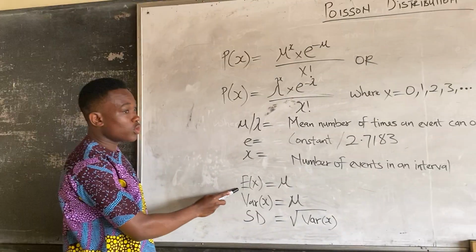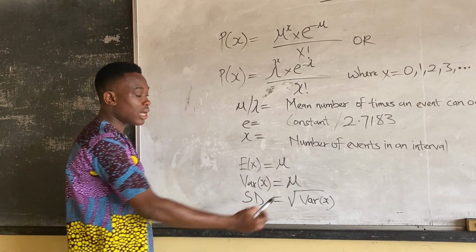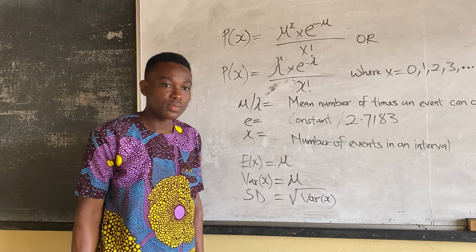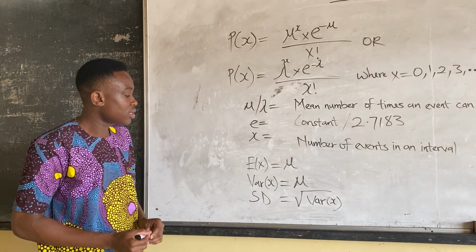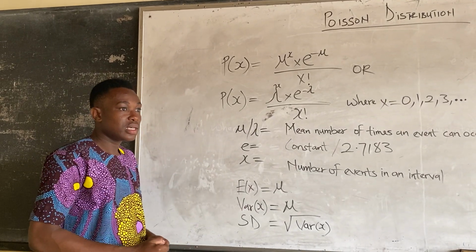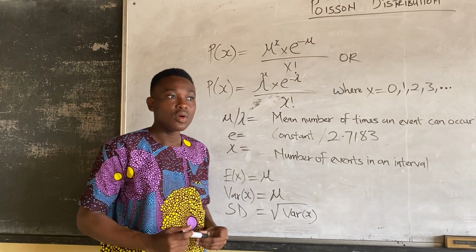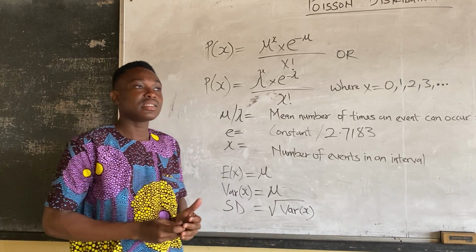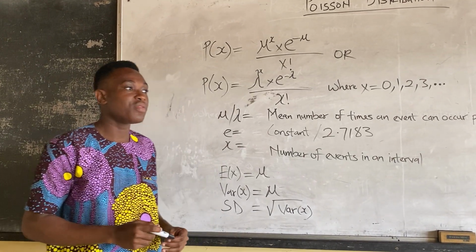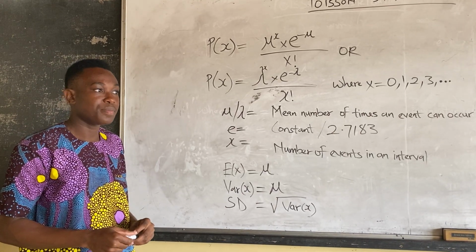So we have our expected value, which is the same as our mean, our variance, which also equals our mean, and then the standard deviation, which equals the square root of the variance. So for any Poisson distribution, the expected value or the variance or our mean is the value for mu or lambda. For any Poisson question, the value that is assigned to the expected value, or the value of the variance, is what we use as our mu or lambda.